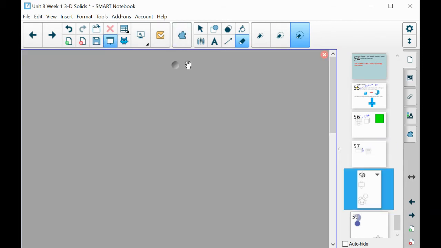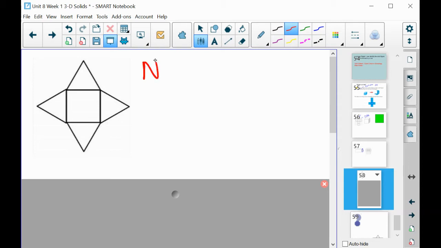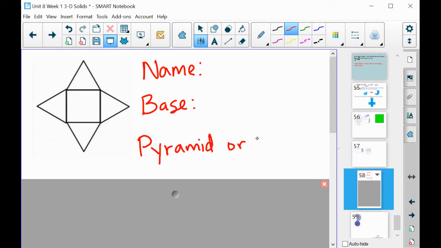Okay, now we're going to practice this a little bit like we did the other day with solids, naming solids. So first thing I want you to do on your whiteboard right now, I want you to write name. We're only going to do a couple of these right now. We're going to name this shape, the solid that this net will form, and we're going to name the base. We're going to do that by looking at the net and finding the name of the base, and then we're going to answer that question of pyramid or prism. These two elements together will help us name our shape.